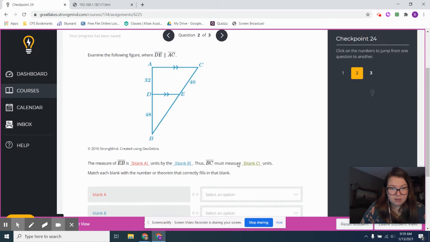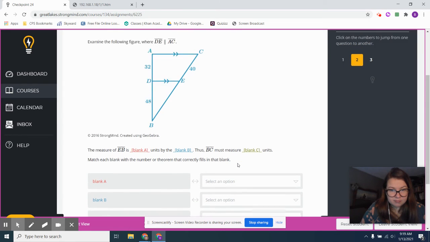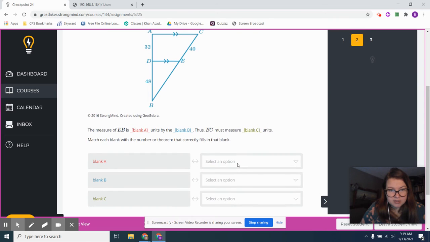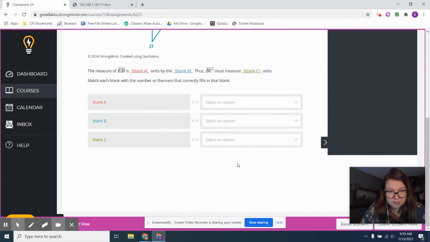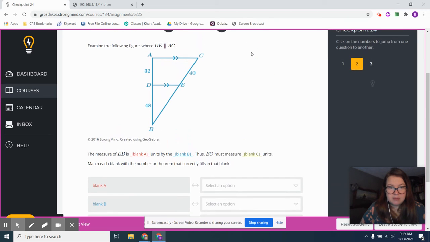So examine the following figure and fill it in. So do we have numbers here? We have an option. Okay, cool. So EB, we want that. So let's see, 32 to 48. This is where I'm going to do the proportions. So I have 32 over 48 equals 40 over X. The method I talked about would be 40 times 48 divided by 32.